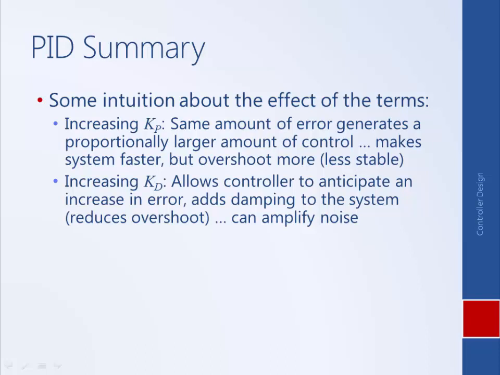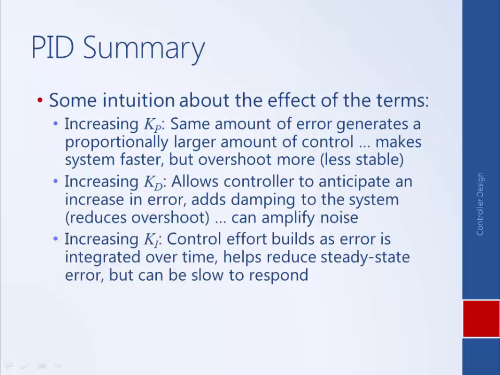Increasing the derivative action allows the controller to anticipate an increase in error, thereby sort of damping the system. A drawback is that it can amplify noise. The addition of integral action tends to help reduce steady-state error, but the fact that we have to wait for the integral to build up, and then when the error changes sign we have to wait for the integral to unwind, makes the response slower, possibly.